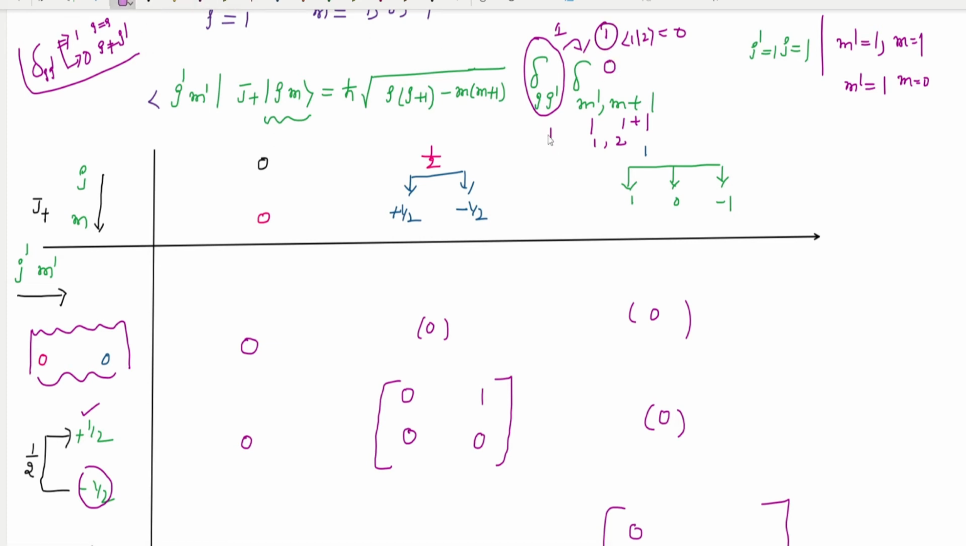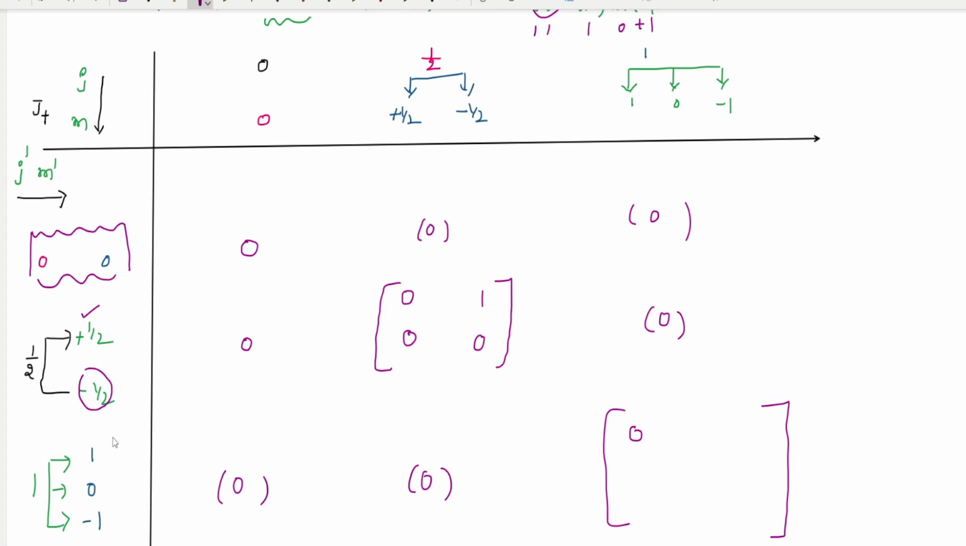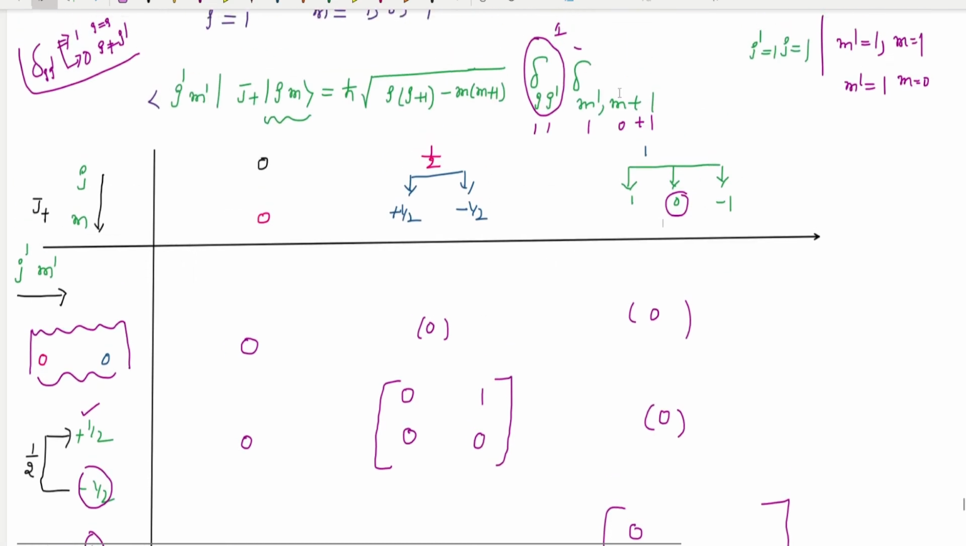Just wait, I'm going to tell you this clearly, because here we can get the answer. This one is 1, this one is 1. What is the m value? 1. What is the m prime value? 1. So m is 0 and m prime is equal to 1. So this Dirac delta condition goes to the 1 and 1 state. This is the normalized state 1. Then I got 1 here.